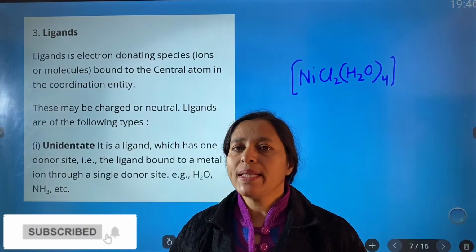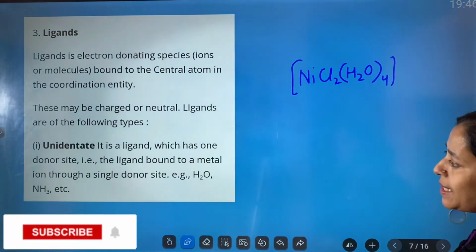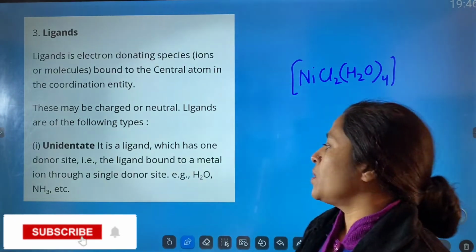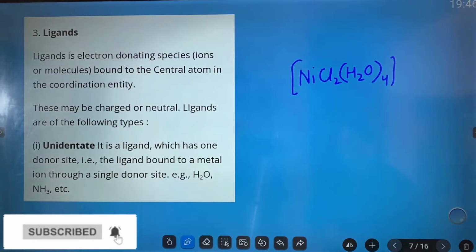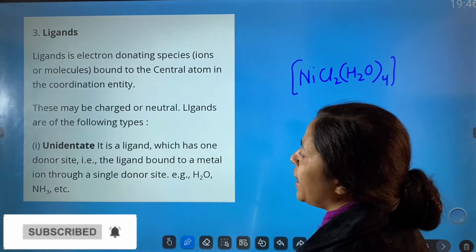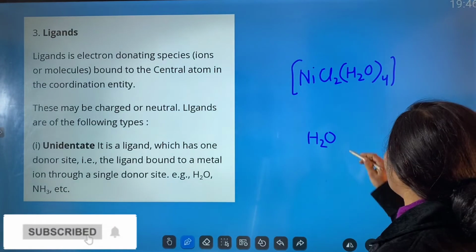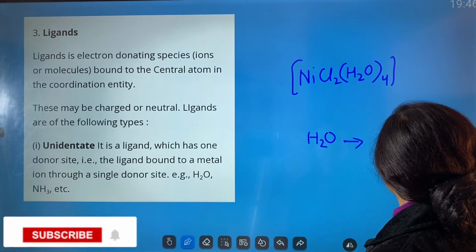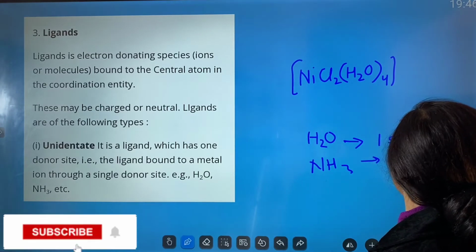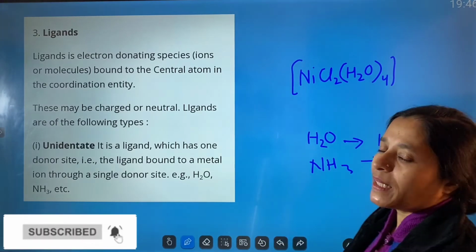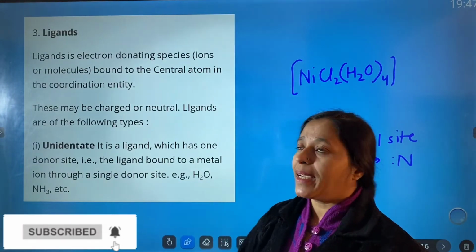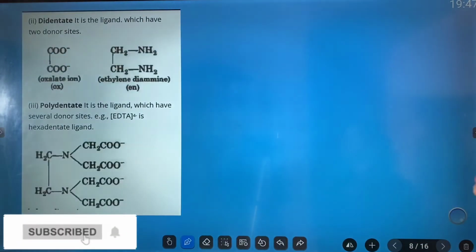Number one is unidentate ligand. What is a unidentate ligand? It means a ligand that has only one donor site. For example, water. It gets attached to the central metal ion through only one site. Ammonia. It also joins through the nitrogen atom, the lone pair that is present on the nitrogen atom. So the ligands having only one donor site are known as unidentate ligands.